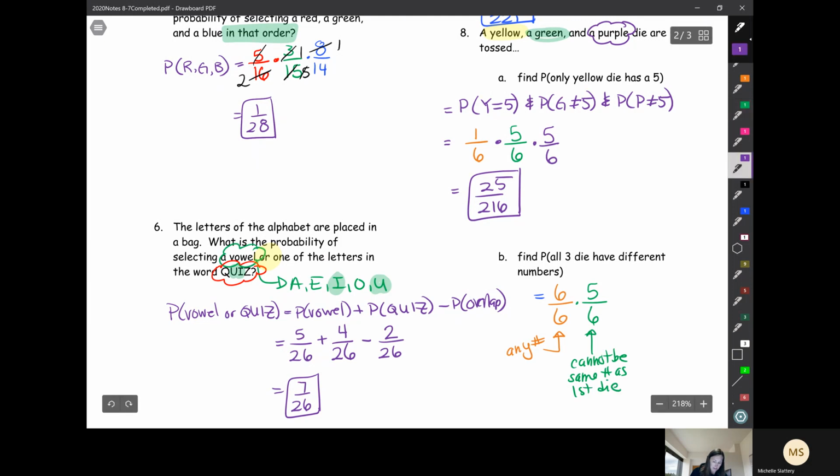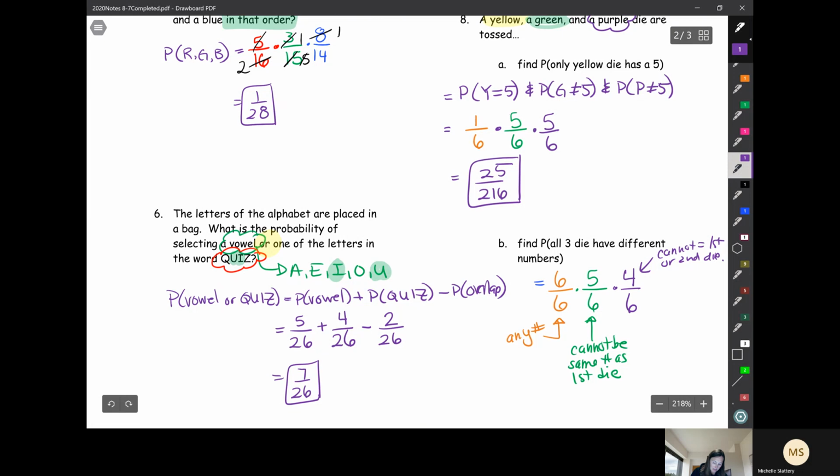All right, probably figure out what the third one's going to be then. It's going to be 4 out of 6 because it cannot equal the first or the second die's number. All right, and then we just go ahead and we can reduce and calculate that, and we end up with the final answer here as 5/9.